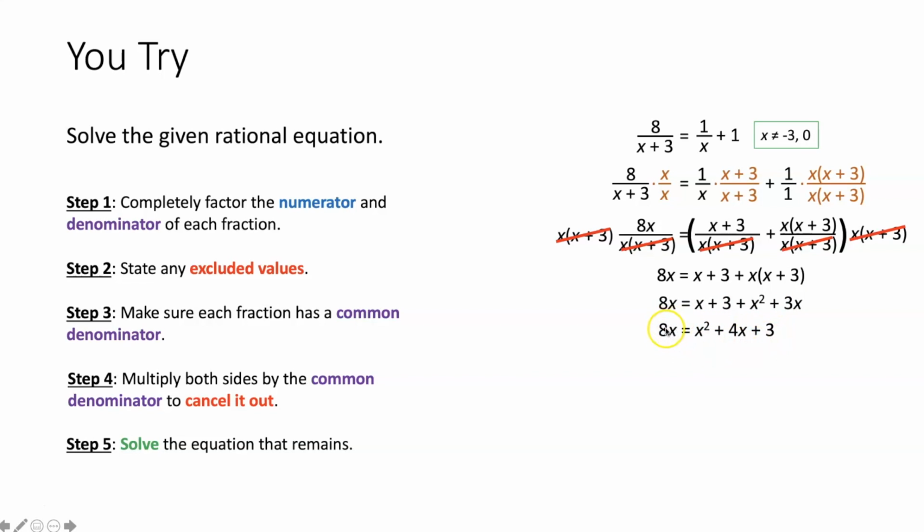So I need to get this 8x over here, so I could set this equation equal to 0. So I'm going to subtract 8x from both sides. 4x minus 8x is going to give us negative 4x. And now I have a quadratic trinomial set equal to 0. How do I solve that?